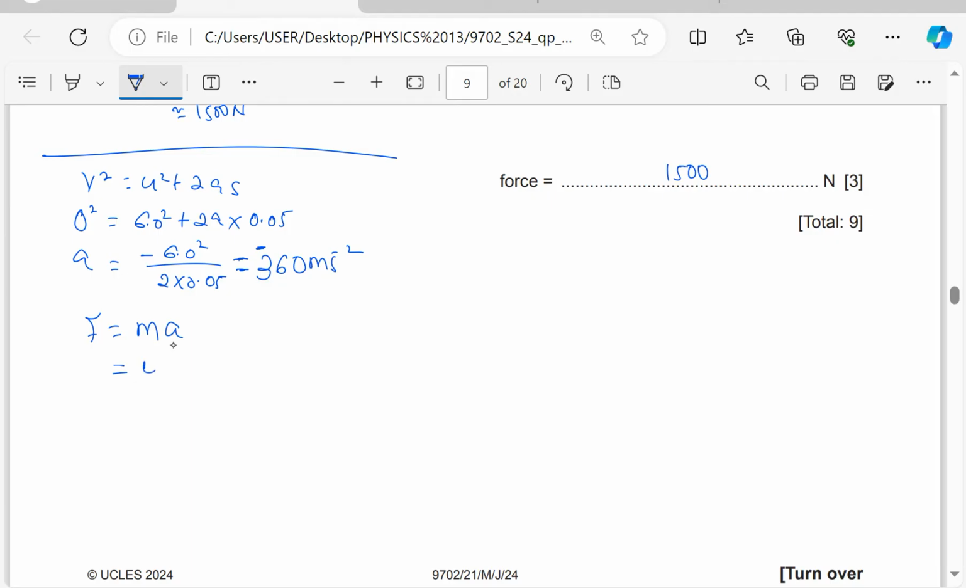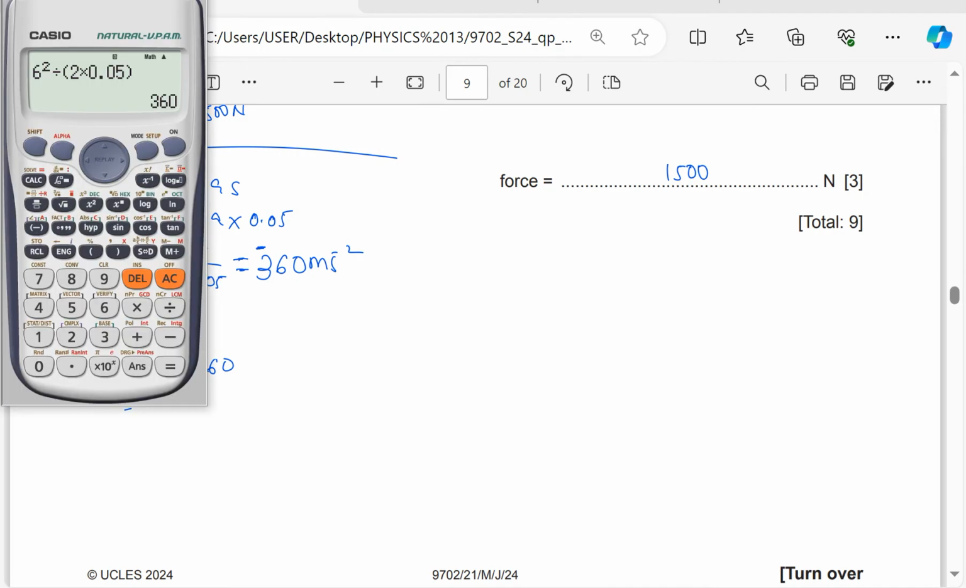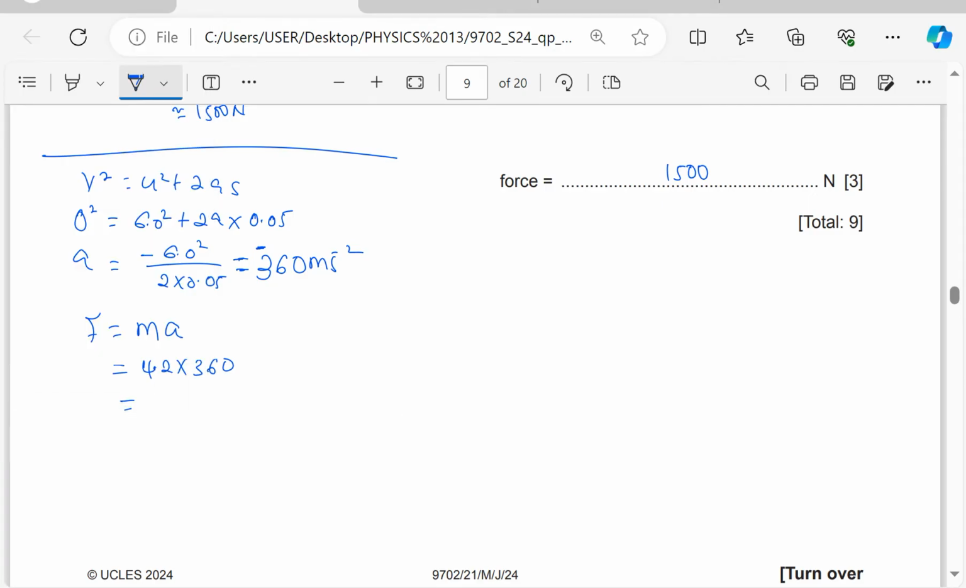So this is going to be 4.2 times 360, which I think should give us the same thing. 4.2 times 360. It is exactly the same thing, 1512 newtons. You could also use this acceleration to find the time, and then use the definition of force as the rate of change of momentum. But these ones are enough methods.